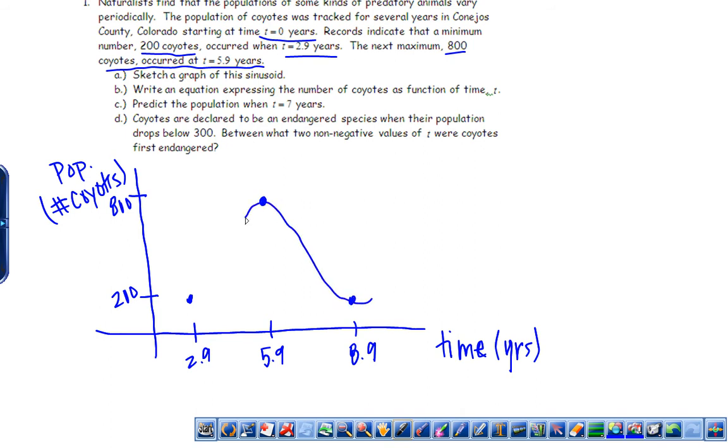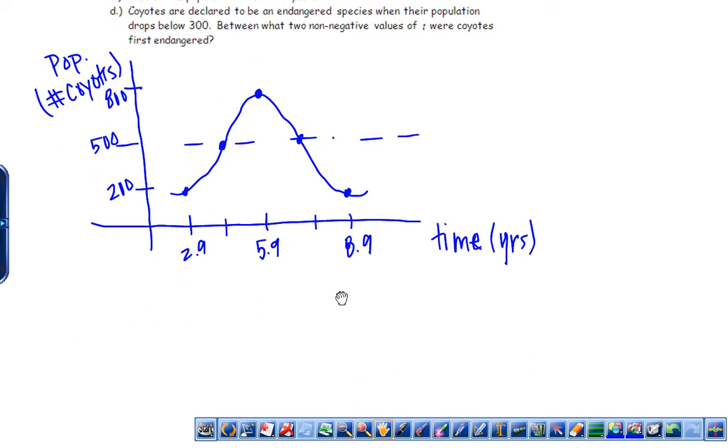So we can do an inverse cosine. We can find our sinusoidal axis right here. That's going to be at 500. That's going to help us out. And again, you don't have to list these points unless you're just dying to find them, which I am not going to. That should be good enough for our graph. So let's go ahead and find our equation.